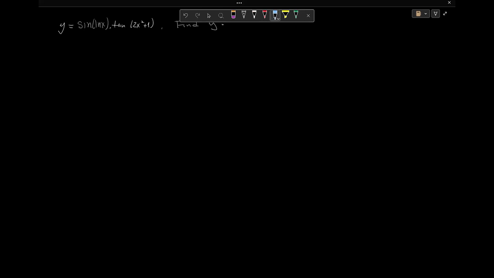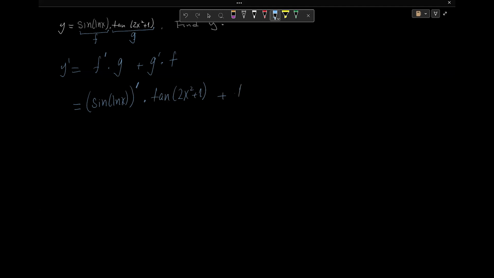So again, I have some function multiplying another function. We write the definition so we know what we're doing. Derivative of the first times the second plus the derivative of the second times the first equals f prime. So here we have a sine of ln of x prime times g, which is the tangent 2x squared plus 1, plus g prime. That's the tangent 2x squared plus 1 prime times the first, ln of x.